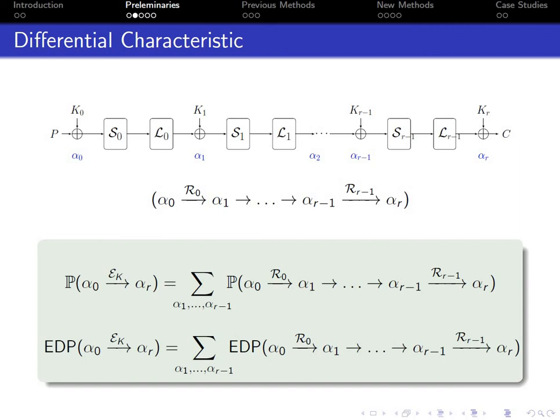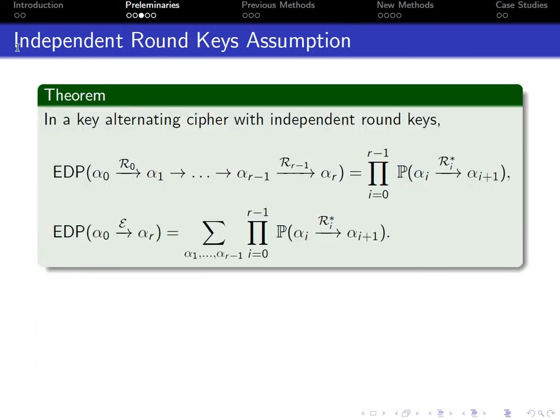One assumption that makes it easier to compute the expected differential probability of a differential characteristic is known as the independent round keys assumption. This assumption was first introduced by Lai and Massey, and it was called the Markov cipher assumption. In the independent round keys assumption, it is assumed that all the round keys are independent of each other. Lai and Massey proved that under this assumption, the expected differential probability of a differential characteristic is equal to the multiplication of differential probabilities over each keyless round.